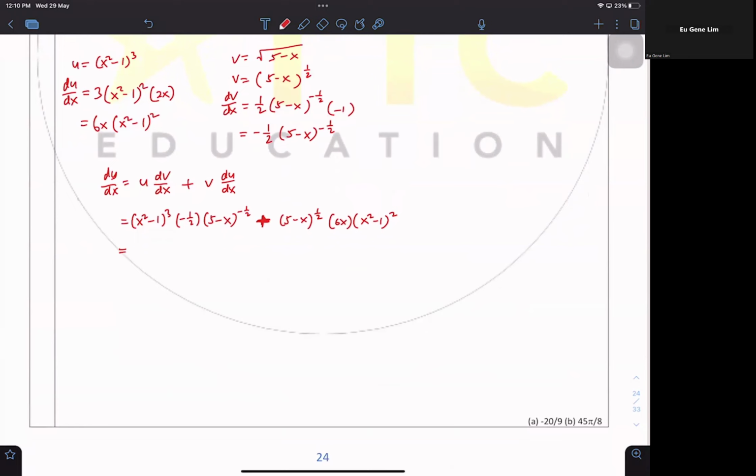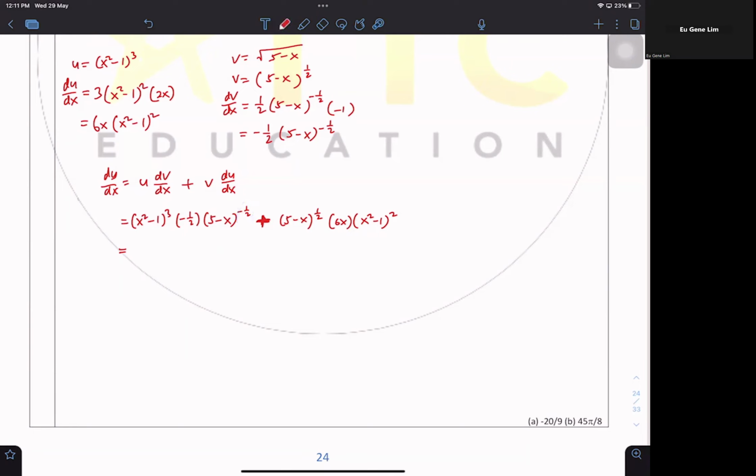Okay, then next, how should we do this? Let's see. We should actually factorize. The problem is you don't know how to factorize the 1 over 2 things, right? I mean, you know how to factorize, but the 1 over 2 thing is confusing, right? Okay, now I factorize. First, can we factorize by 1 over 2? Never mind. I just factorize the power 3 and also the 1 over 2.